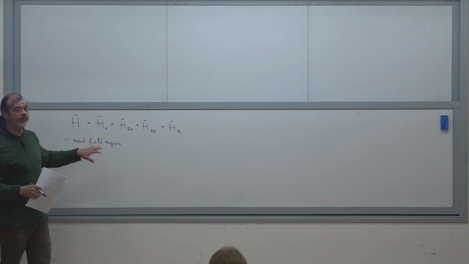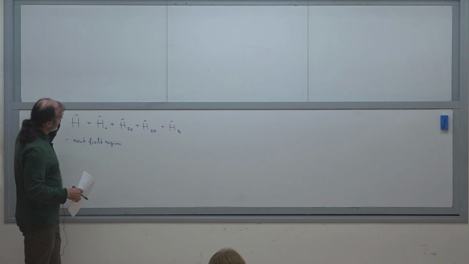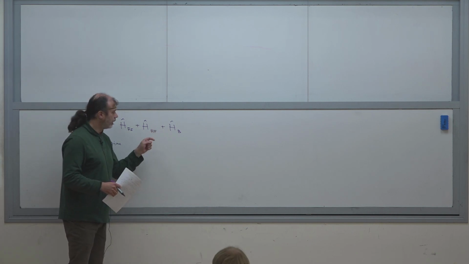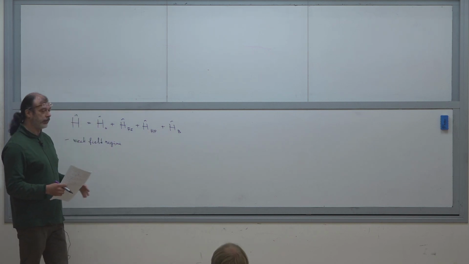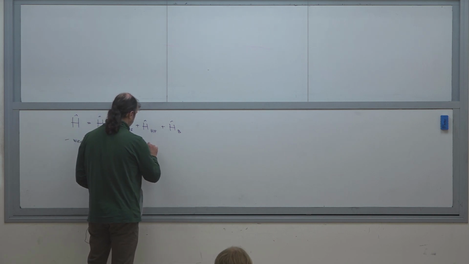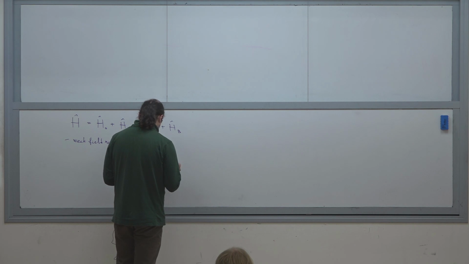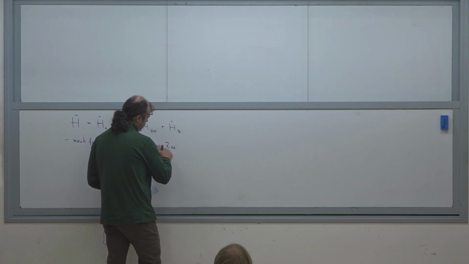Now, weak field regime means that we have a magnetic field which is relatively weak. But historically, this regime was called Anomalous Zeeman, the Anomalous Zeeman effect.